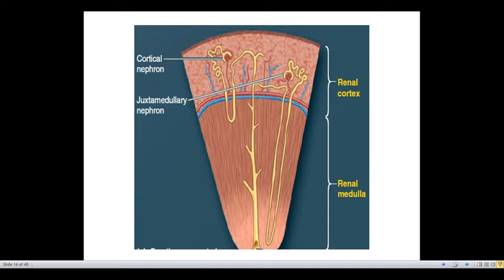This figure shows the location of loop of Henle in the cortical nephrons and in the juxtamedullary nephrons. In the cortical nephrons, you can see that the hairpin bend just barely penetrates up to the outer medulla. However, in the juxtamedullary nephrons, the hairpin extends deep into the inner medulla.